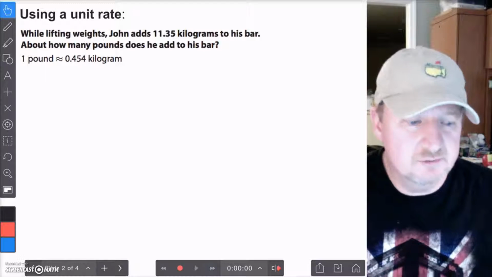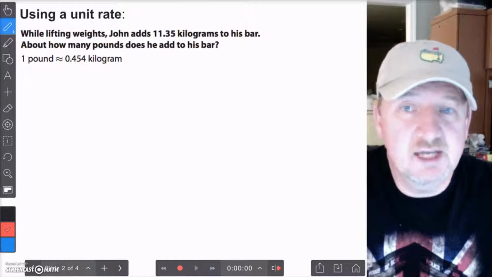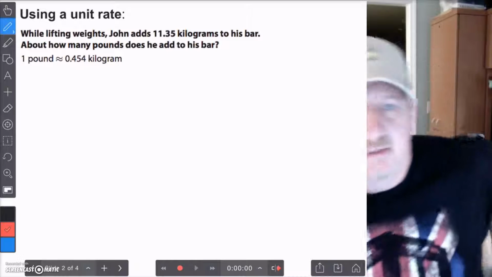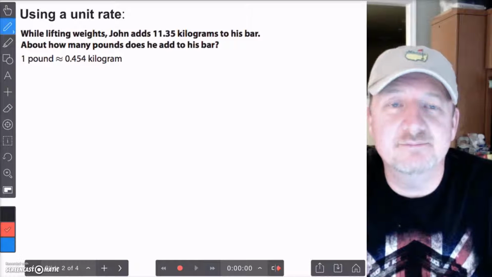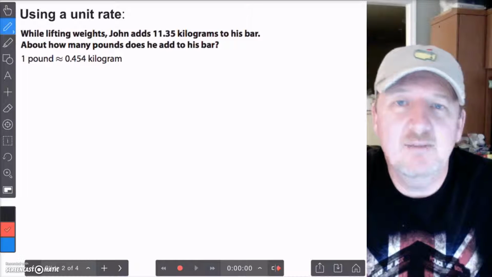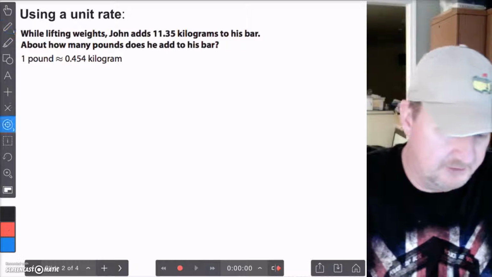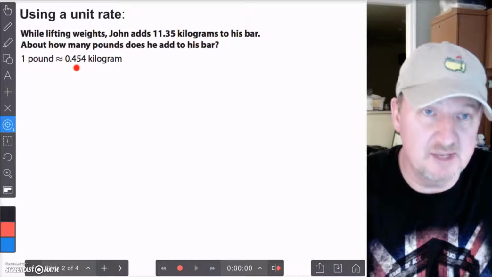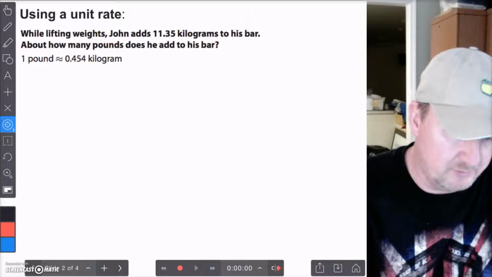So our first example, let me write in red here, is going to be using a unit rate. So here's our situation. It says while lifting weights, John, he's wanting to bulk up, and he's adding 11 3/5 kilograms to his bar. Okay, and about how many pounds is that? How much is he adding to his bar? Then we have a unit rate of 1 pound is the same as 0.454 kilograms. Okay, so this is what we're going to use to solve our problem.